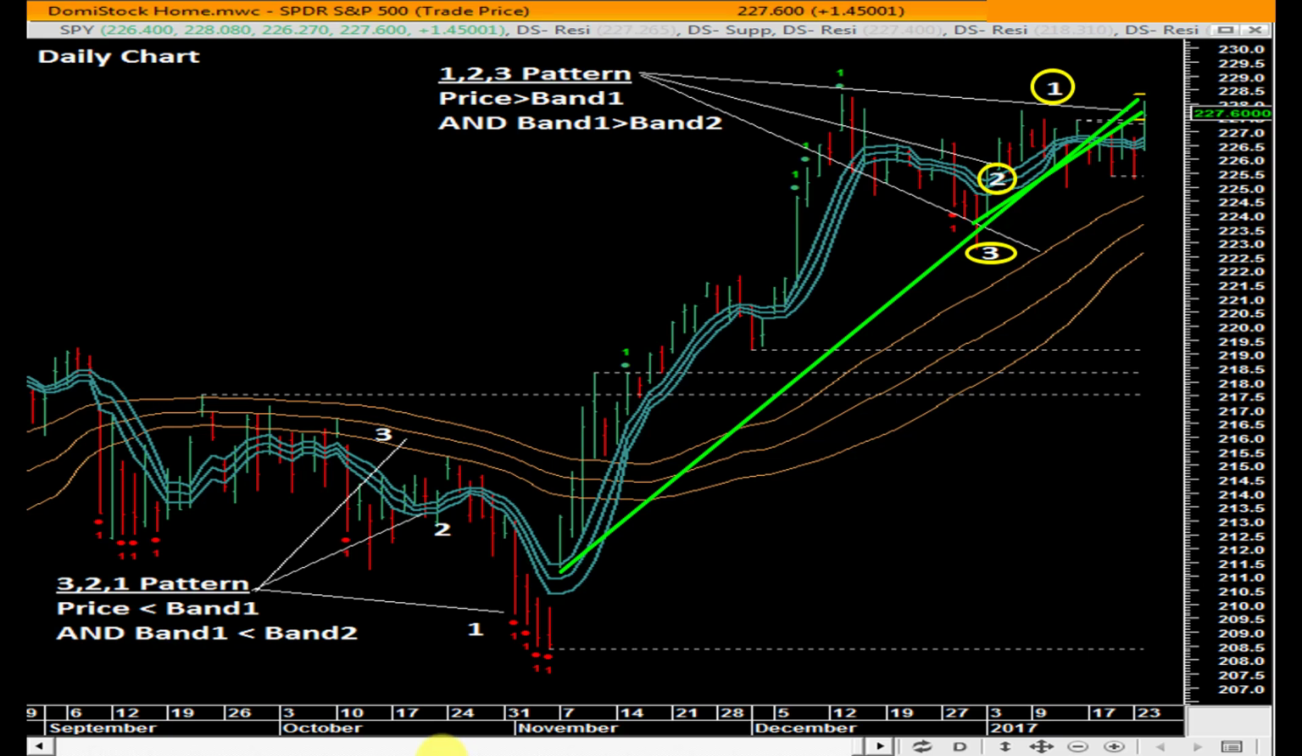The exact opposite pattern is the 3-2-1, which is a bearish one. For that to be formed, the security's price, 1, must be below the shorter in length band, 2, and that 1 must be below the longer in length band, 3.